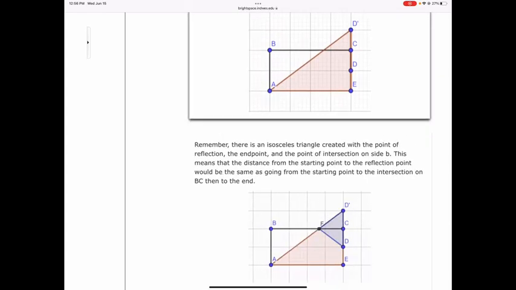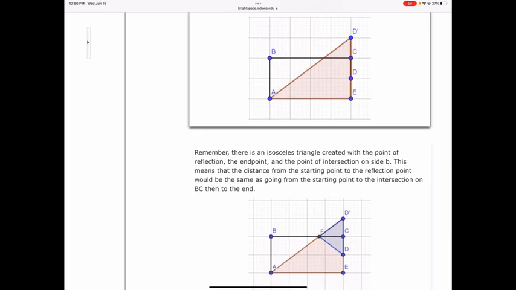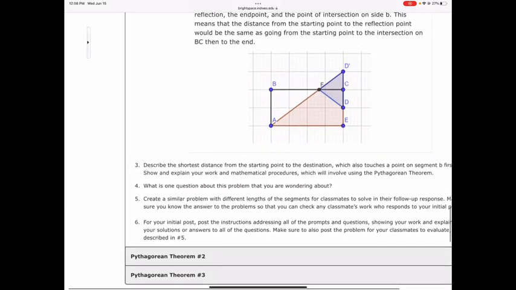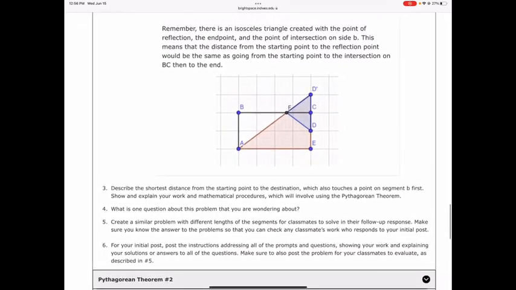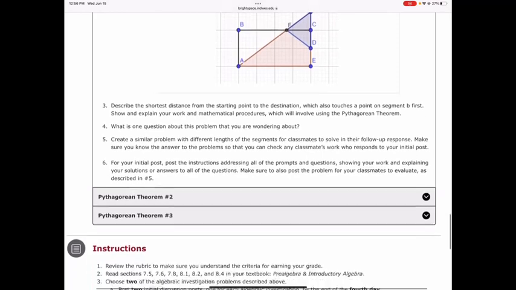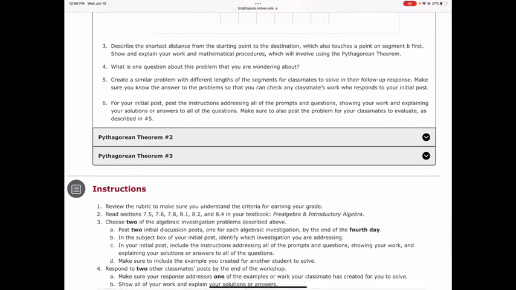Or you can also see that FD prime and FD are the same distance because these are what's called isosceles triangles. The distance from FD prime and the distance from FD is the same because clearly CD prime and CD are the same distances. So you are supposed to describe the shortest point from these segments and calculate them accordingly. You can do that one, it's fine, but I would recommend you do 2 and 3. They're just a little bit easier.